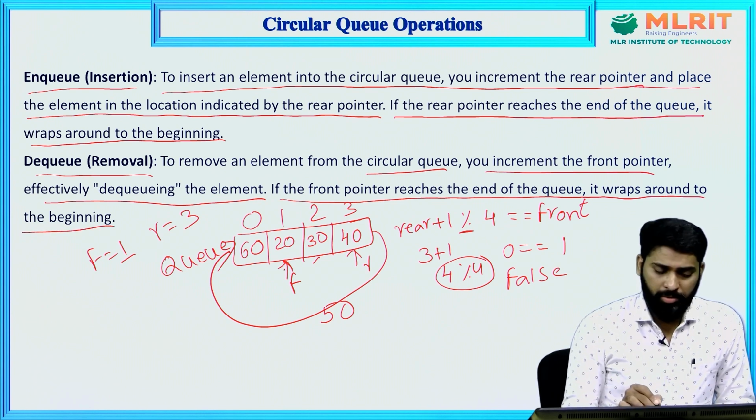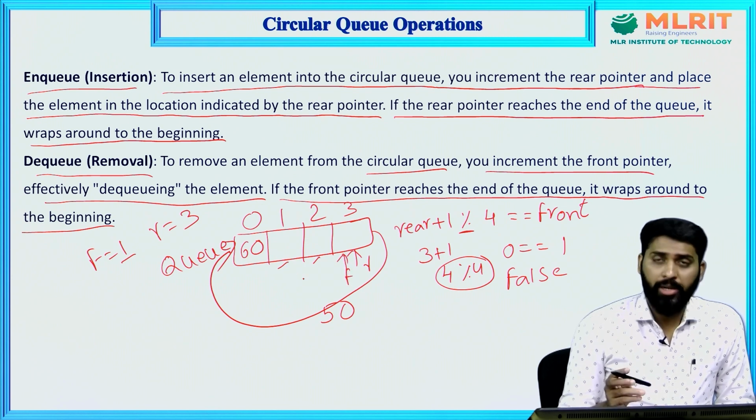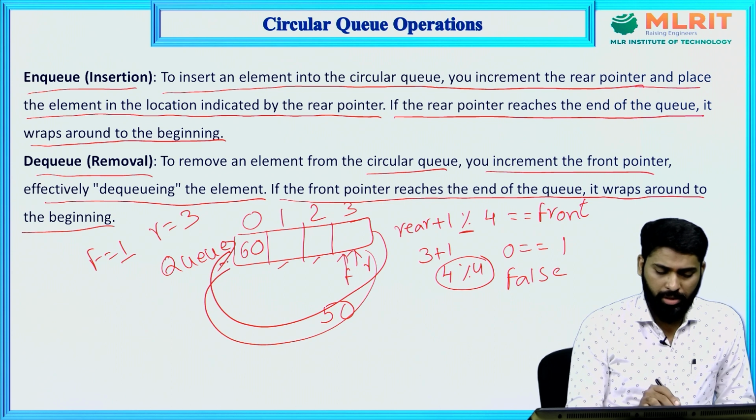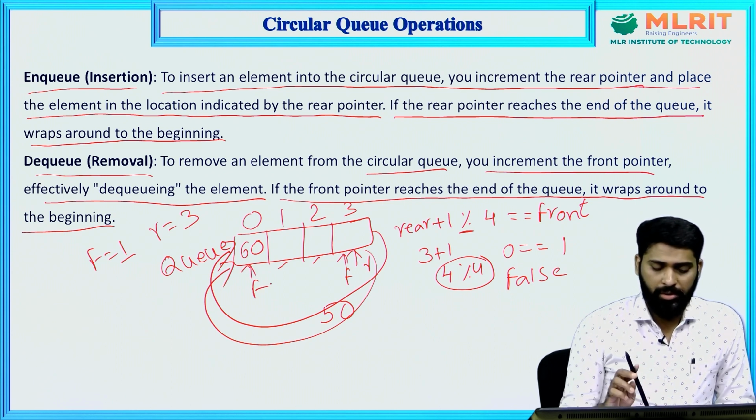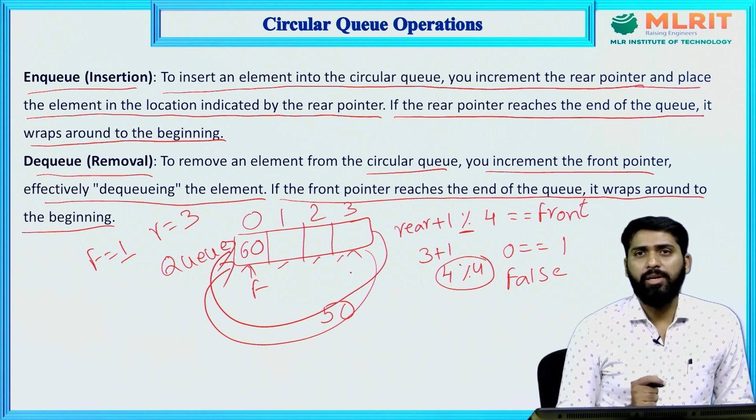So, for example, 20 deleted, so 30 deleted, now 40 deleted. Now, this is the front value. Now, the front again comes to indicate the first element. So the front is also indicating the first element. Okay, now in this case, this is the front value. So, this is about insertion and deletion, NQ and DQ operations.